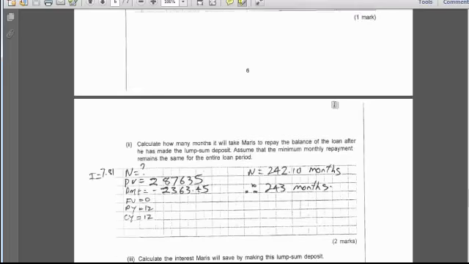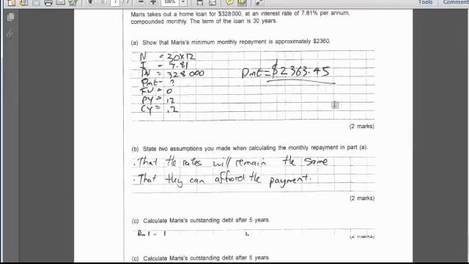What's the next bit? I think I might have got the pages around the wrong way. I have got the pages around the wrong way here, sorry.